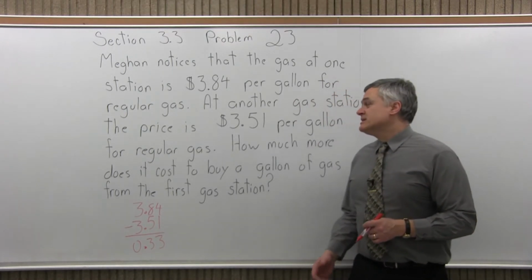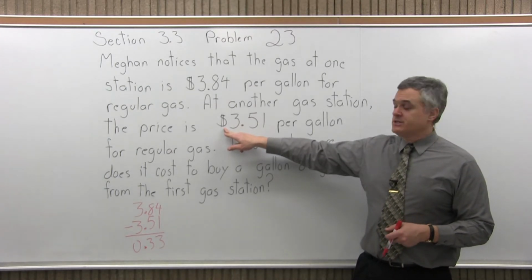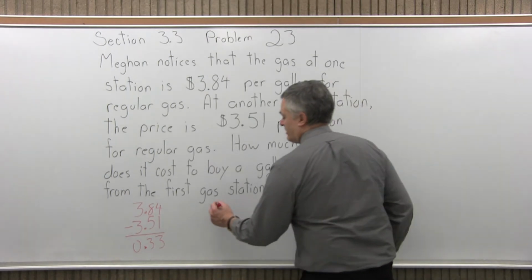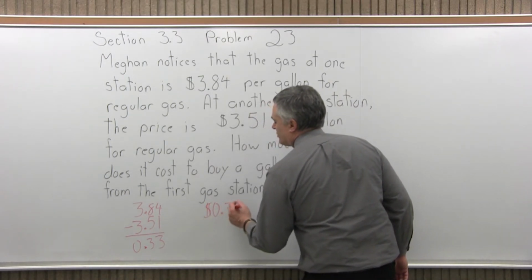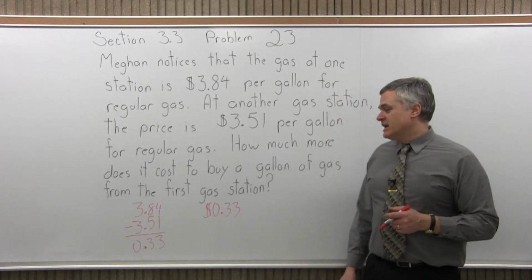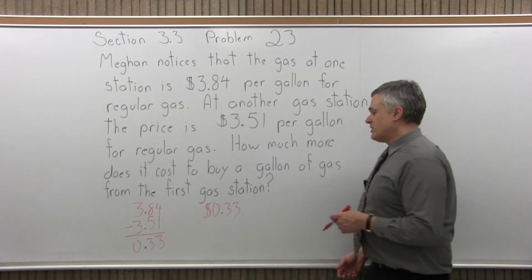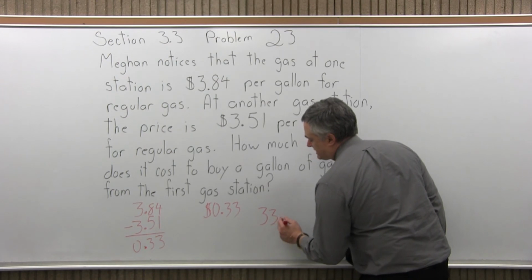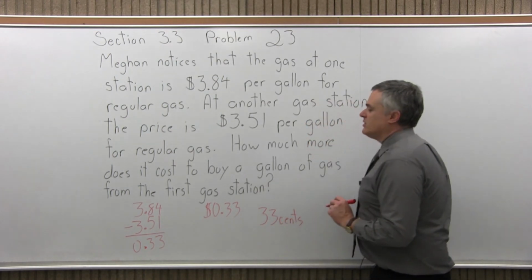Now, since this is a word problem and involves some units of measure, which in this case is dollars, our answer should be stated with those correct units of measure. So the answer is $0.33. That's the difference in price from the two gas stations. Now, because it's money, you can put $0.33, or if you prefer, I would probably just write 33 cents. That's the same answer, different units. Either one would be okay.